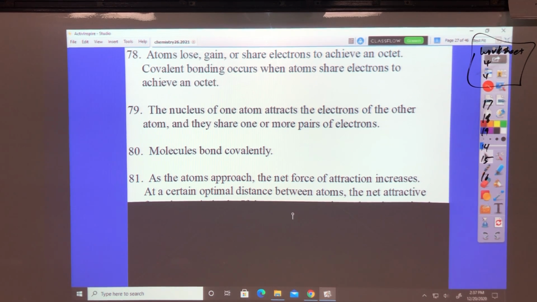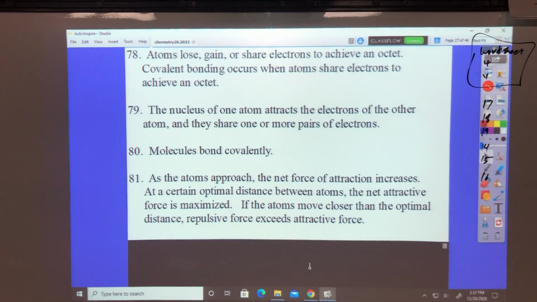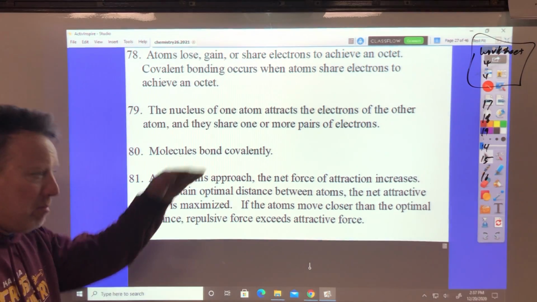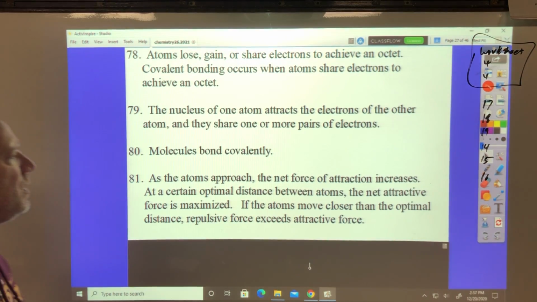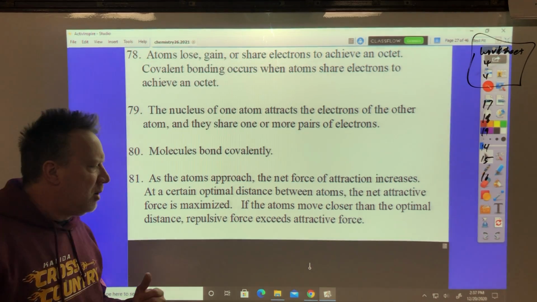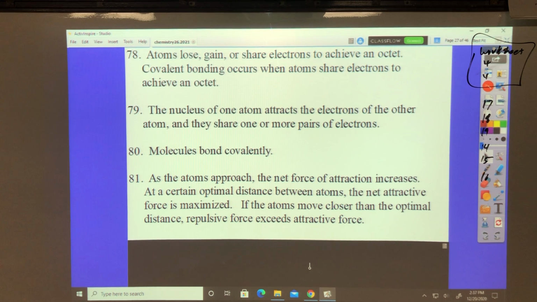As the atoms approach, the net force of attraction increases. At a certain optimal distance between the atoms, the net attractive force is maximized. That was the bottom end of the graph. Actually, the most energy had been given off. If the atoms move closer than the optimal distance, repulsive force exceeds attractive force.